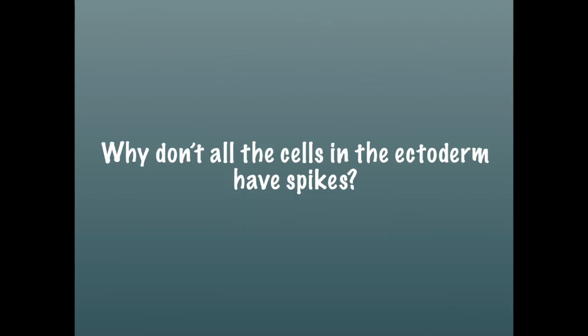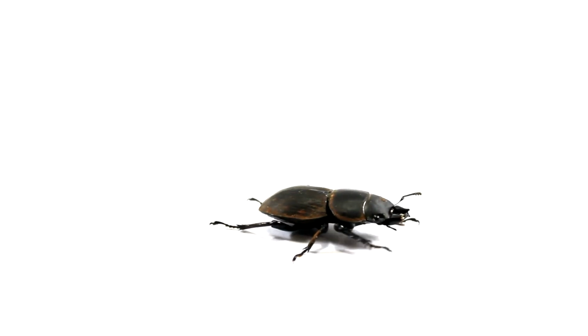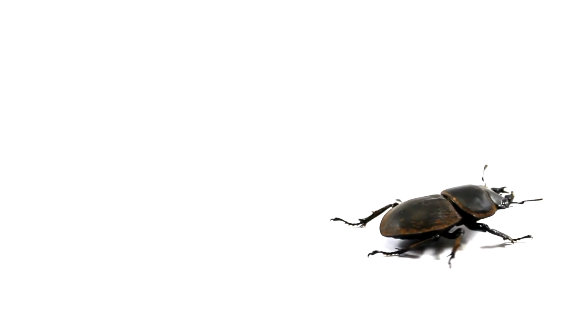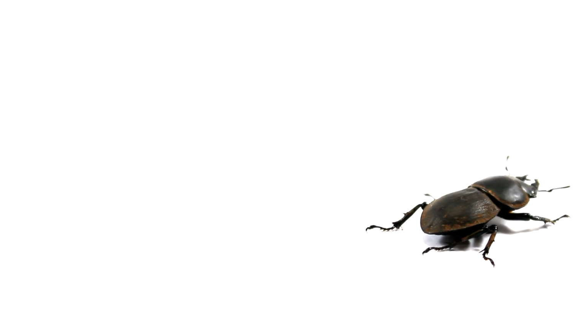Lastly, for a tidbit of extra knowledge, let's think about why not all the cells in the ectoderm have spikes. This could be because too many spikes will get in the way and affect the movement of the beetles, as well as only some parts of the ectoderm need spikes for protection purposes. Parts that would not need any spikes would be the underside of the beetle. Spikes will be present in the ectoderm of the beetle wherever it is needed.